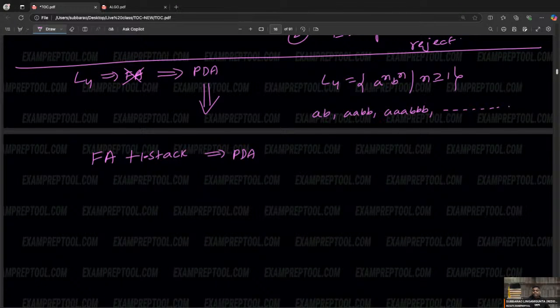Number of A's equal to number of B's. Not only that, A's should come first: 1 A, 1 B, 2 A's, 2 B's, 3 A's, 3 B's. This is the automata, right? So this is the language. We have to construct a PDA.